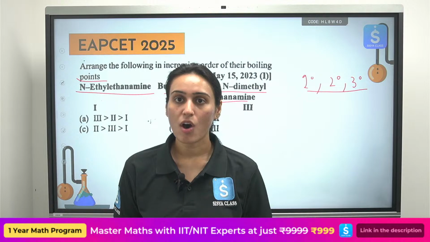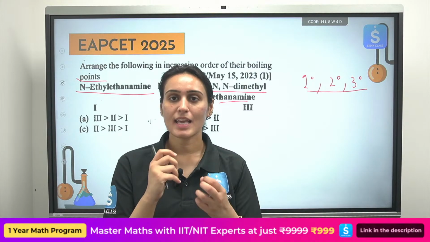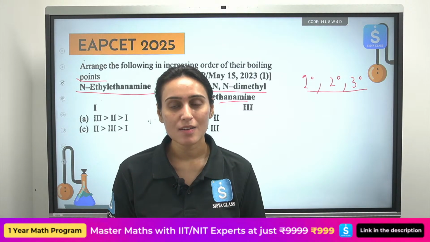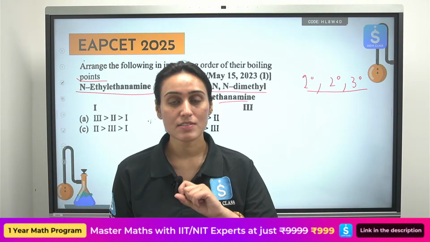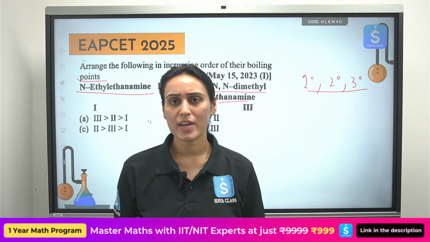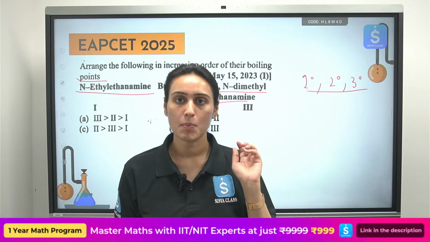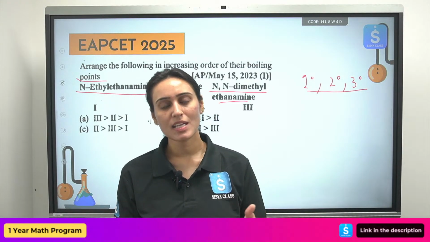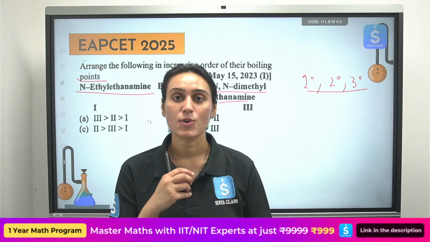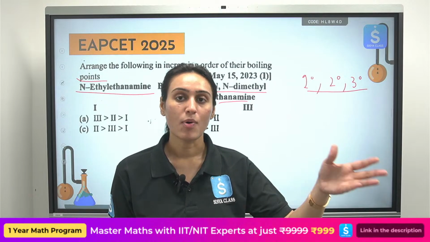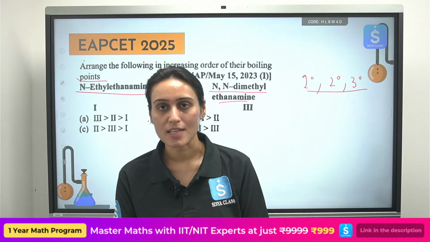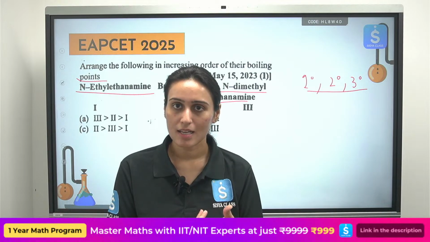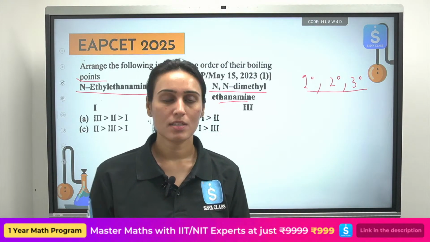In case of 1 degree amine, the extent of hydrogen bonding is higher. Why? Because there are greater number of hydrogens available. In case of secondary amine, the extent of hydrogen bonding is less than primary amine. And in tertiary amine, you will not see any hydrogen bonding. So how do we compare the boiling point of primary, secondary and tertiary? Primary will have the highest boiling point, followed by secondary amine, and then we will have tertiary amine.